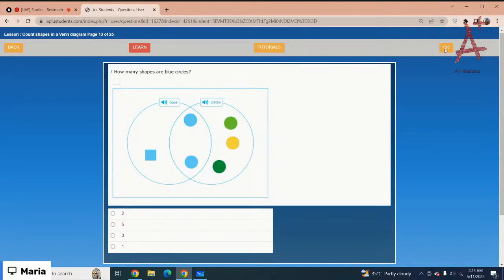How many shapes are blue circles? So which is the correct option? Blue and circles. They are one and two. Two of the shapes are blue and circles. So the correct option is two.